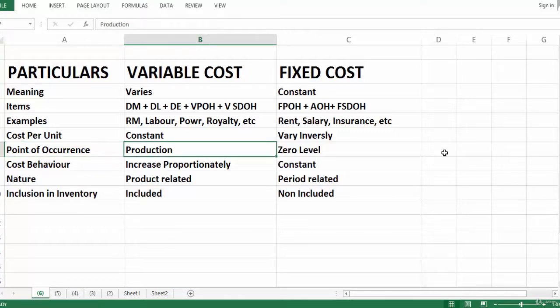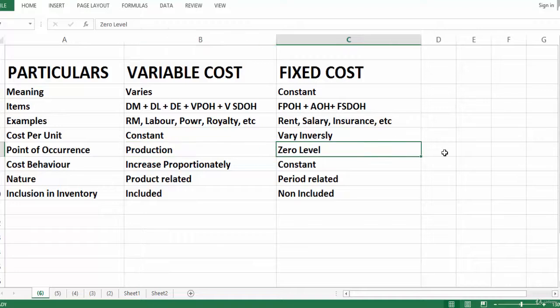The next difference is in terms of point of occurrence. Variable costs are incurred only when production takes place. So when there is no production, then there will be no variable cost. Whereas fixed costs are incurred even at zero level of output, zero level of production. So even at nil activity level, fixed cost will be incurred.